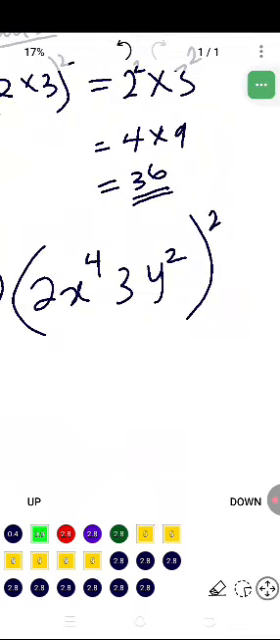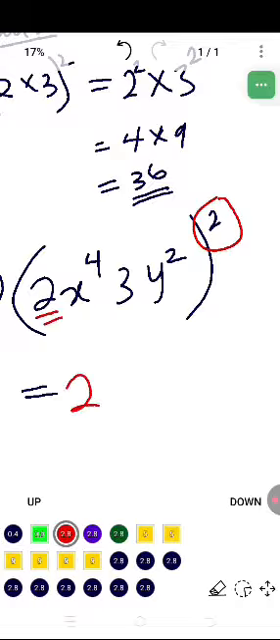So this power 2 affects each of the elements inside this bracket. That means each of the elements inside this bracket must be raised to power 2. So that means the 2 here must be raised to power 2. Then the x here, x raised to power 4, must be raised to this power 2 also.